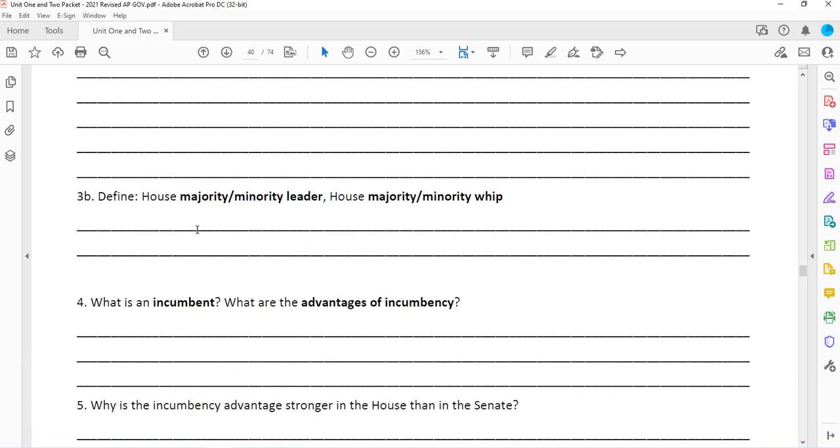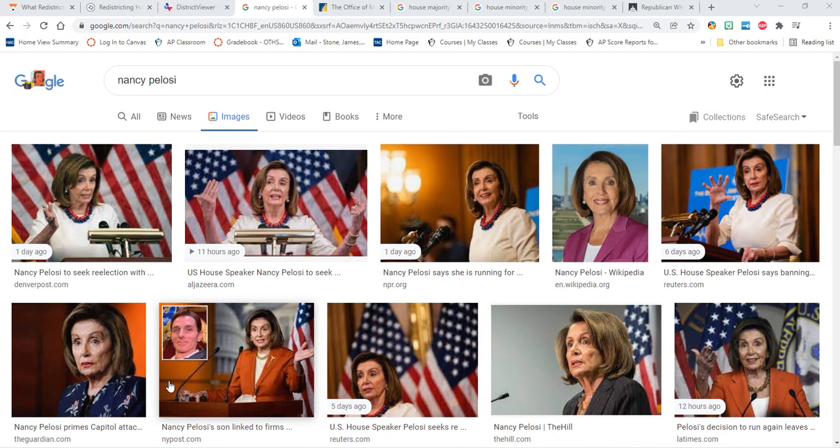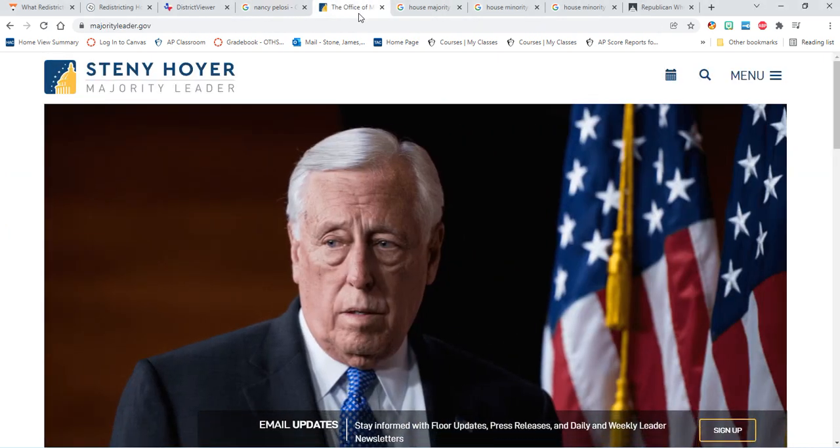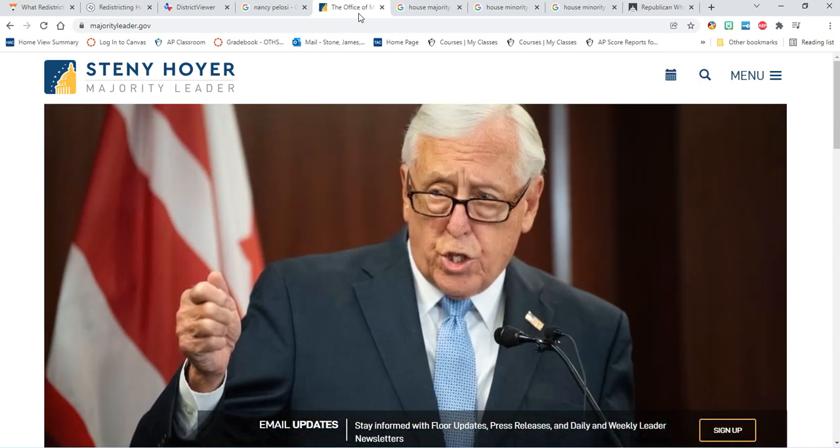Okay, this is stuff we did not go over yet, so we'll slow down a little bit. In the House, there are three leadership positions: a speaker, who currently is Nancy Pelosi. And just to give you a little tour of the leadership positions, here is the speaker, Nancy Pelosi. She is the one holding the gavel. And oh, look, there he is, Steny Hoyer, who is the majority leader, and he looks kind of ragged.